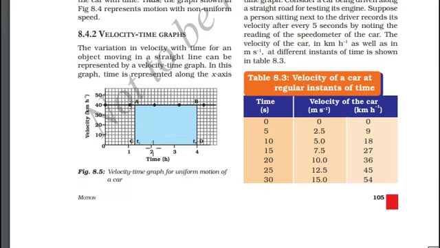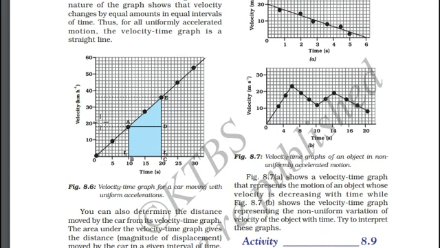Area of a rectangle can be calculated as length times breadth. Length is t2 minus t1 and breadth is 40 km per hour. The length of the y-axis is 40 units. Now let us see one more velocity versus time graph.